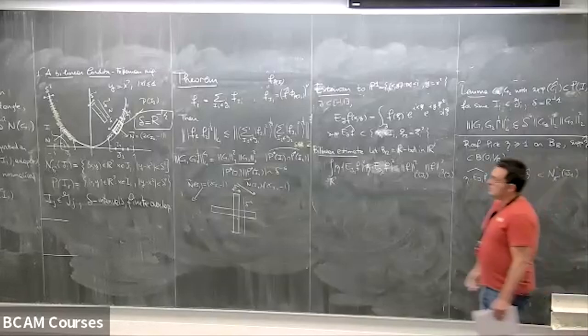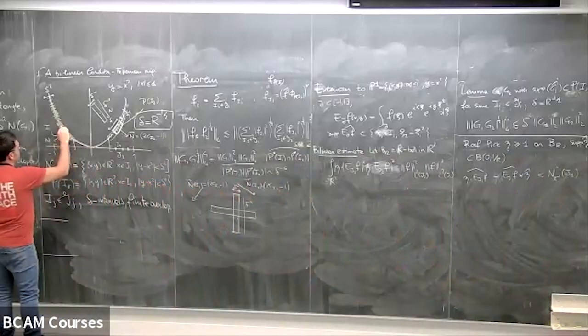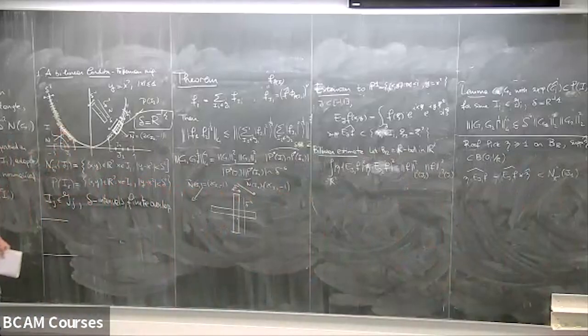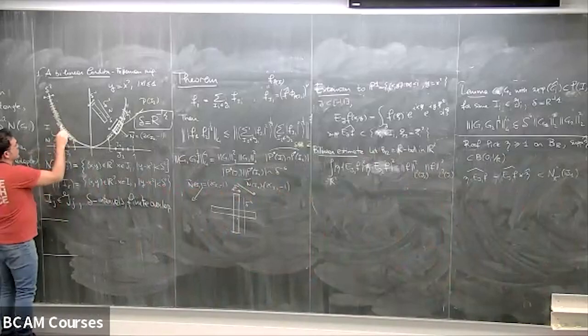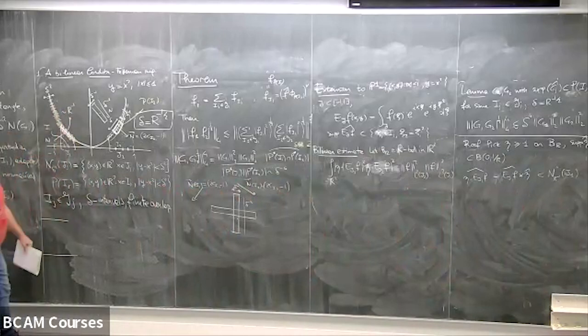Basically, I have taken my measure on the paraboloid and I have made it a smooth function, but now the support is on the 1 over R neighborhood, right?